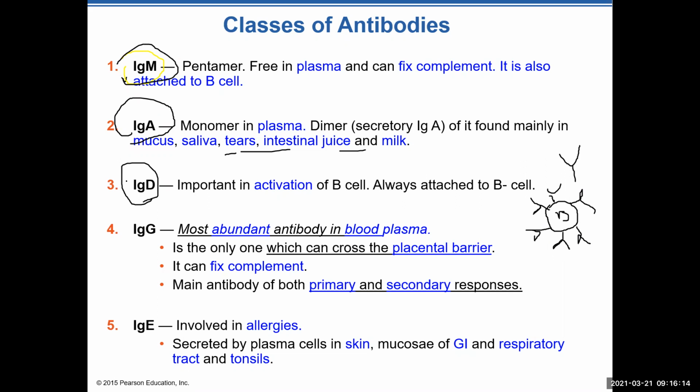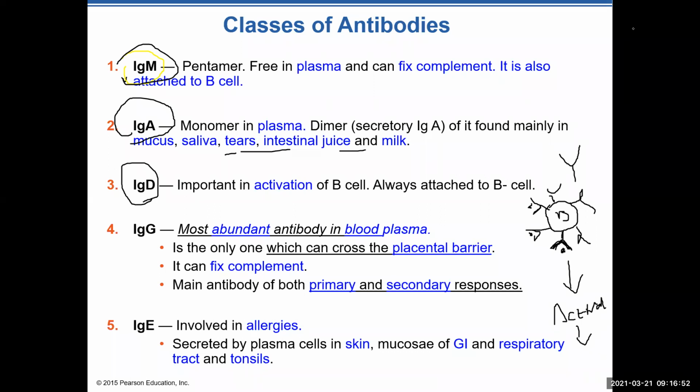This antibody does not have any other role to play. It is very important only in the activation of the B cell, because the B cell will be activated once it binds to the antigen on its receptor like this. Then this B cell will form a plasma cell, and the plasma cell will form the same antibodies of this type. Is it clear till now, guys? Everyone? What is IgD?